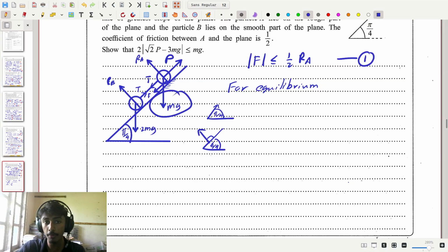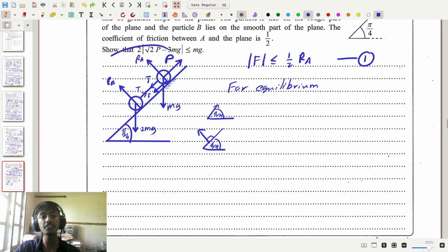I'm going to consider that I know mg, and I want to find P. However, if I take for A only, I will also have the variable T in my equations. Similarly, if I consider only for B, then I'll have T and a component of this mg in this direction. In this case, I'm getting an extra variable T that I don't really want.